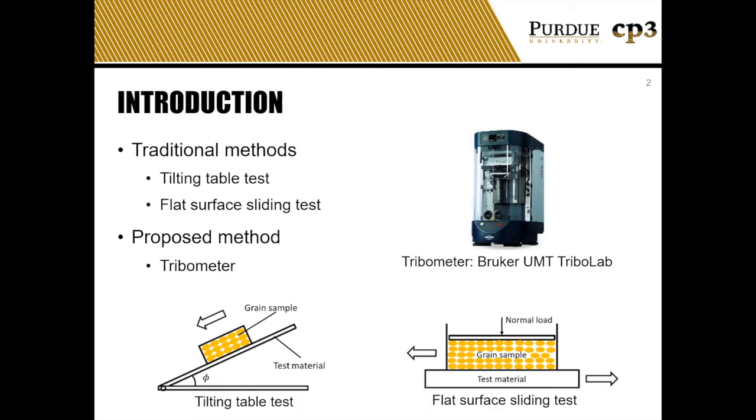The objective of this study was to explore the use of a reciprocating pin tribometer for measuring the static and dynamic coefficient of friction between green kernels and between kernels and boundaries.